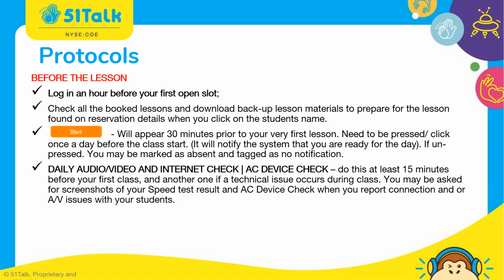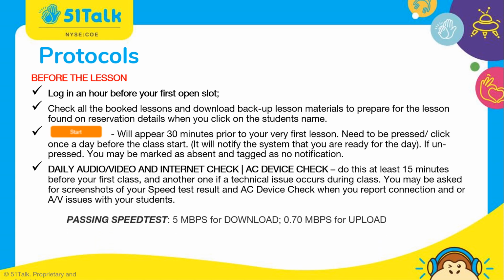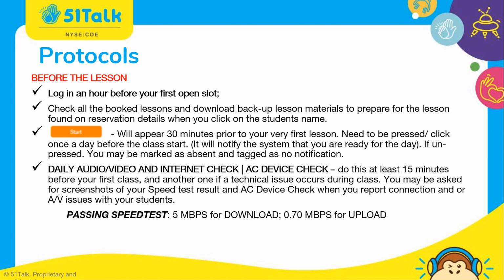Do a daily audio-video, internet check, or AC device check. You may do this at least 15 minutes before your first class. You may also be asked for screenshots of your speed test result and AC device check when you report connection and/or AV issue with your students. Take note of the passing speed test, and that will be 5 Mbps for download and 0.70 Mbps for upload. Use the suggested link for your future speed test.